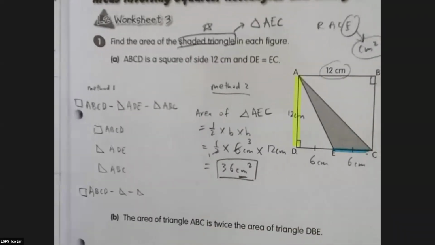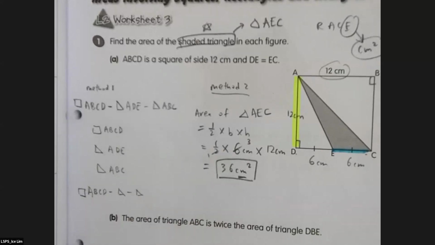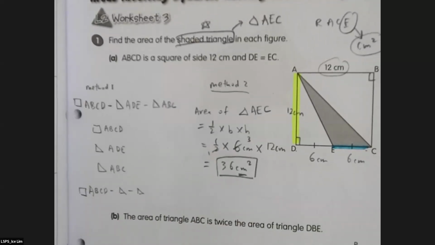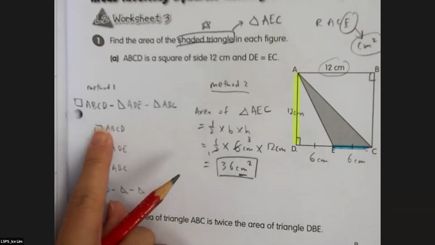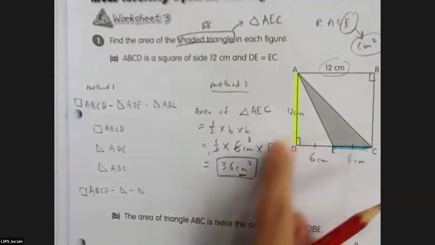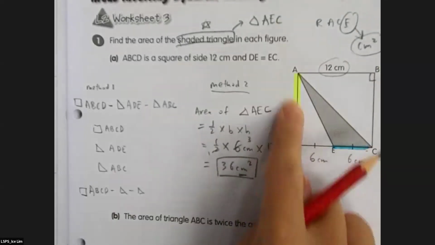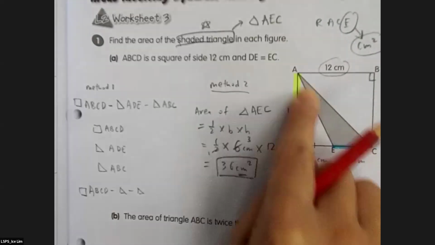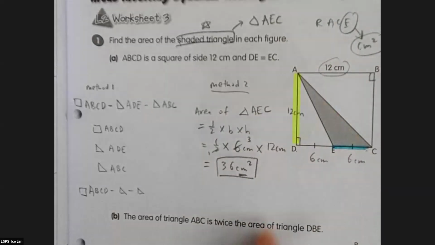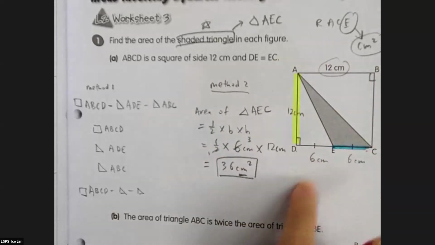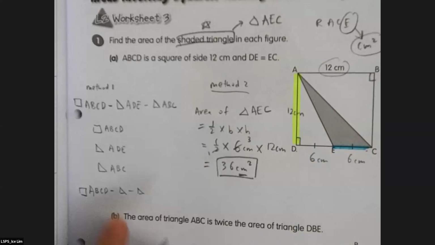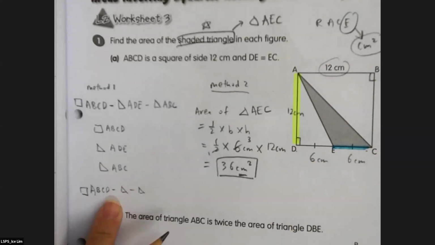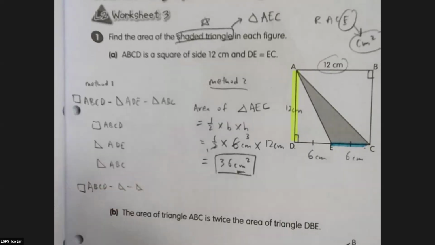Now, if you ask me which method is easier, I'll say method one. Why? Because a square is easy. We learn squares in primary 2, 3, 4 already. Then the right angle triangle is also easy to see. You can find the base and height of the right angle triangle easily: half times 12 times 12 and half times 12 times 6. However, it's small steps, so more steps also mean maybe more mistakes.